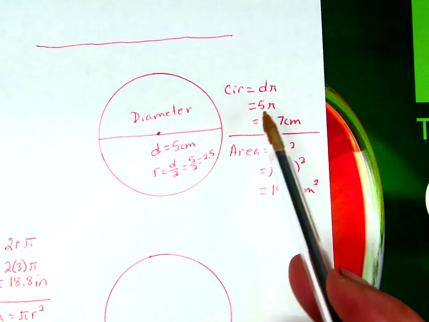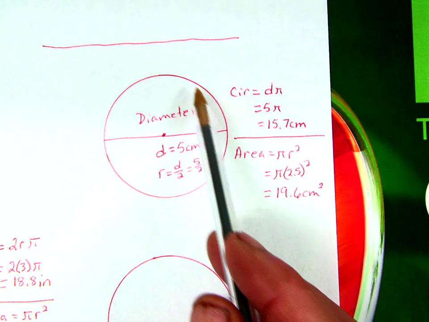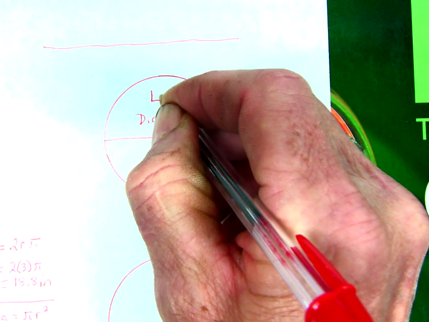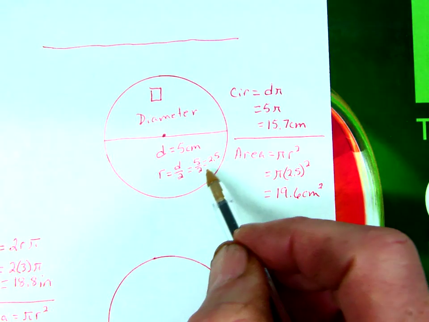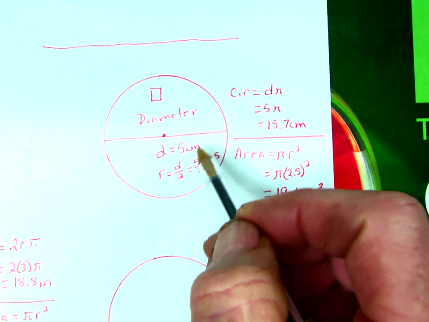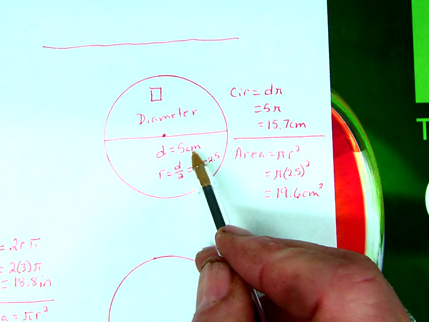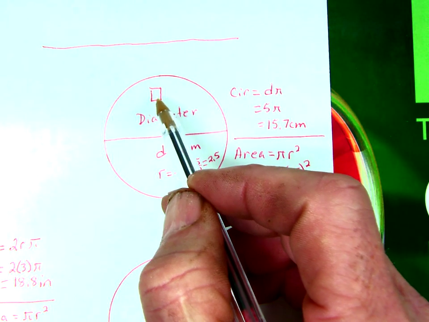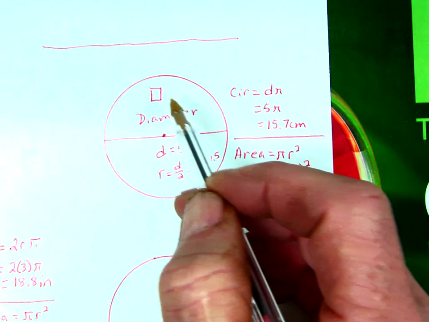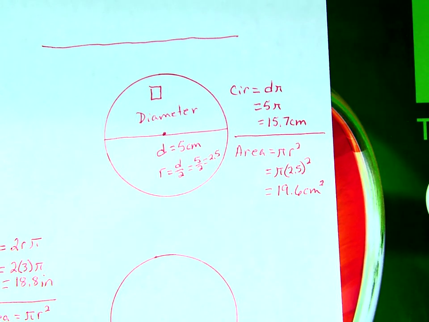Area, circumference. Now, what does area mean? Area means the entire inside. Area means the number of 1 by 1 centimeter squares it takes to fill up this entire inside of this circle. If this were miles, then it would be 1 mile by 1 mile squares that fills up the entire area of the inside of this circle. That's what area means.